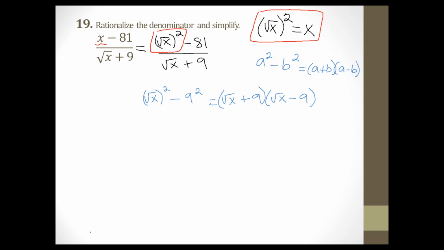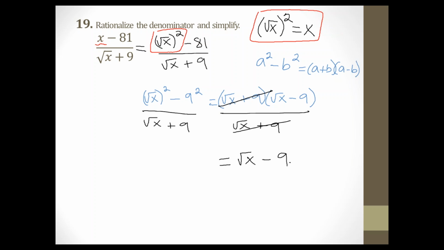And then I'm just going to rewrite my original denominator, which was the square root of x plus 9. And so now if you look at it, I do have common factors in the top and bottom. So I have the square root of x plus 9 at the top and the square root of x plus 9 in the bottom, so I can cancel these out. So then my final answer is going to be the square root of x minus 9.